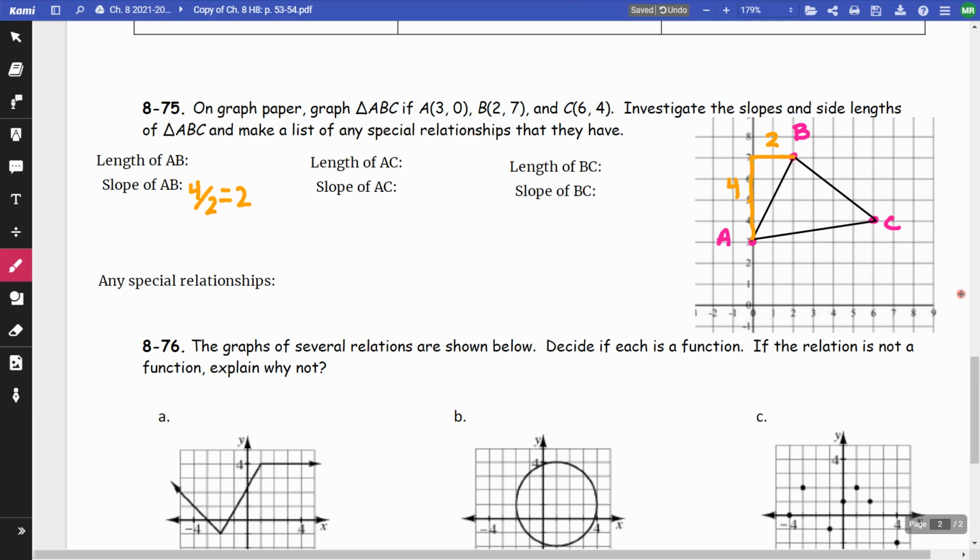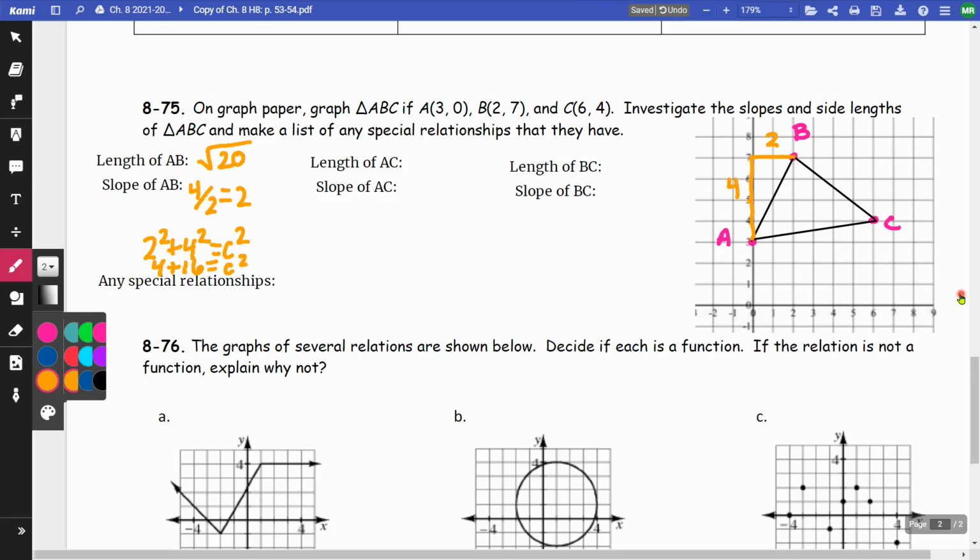Now, when I want the length, I'm going to do Pythagorean. 2 squared plus 4 squared equals c squared. So I'm going to get 4 plus 16 is equal to c squared. So that's a 20. So this is going to be the square root of 20.